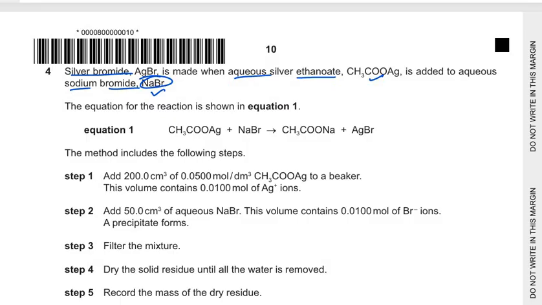And the equation for the reaction is shown here. This is the equation, okay? Fine. The method includes the following steps. Add 200 cm³ of 0.05 moles per dm³ silver ethanoate to a beaker. This volume contains 0.01 moles of Ag+ ions. Now we should know that 0.01 moles of Ag+ is already given.